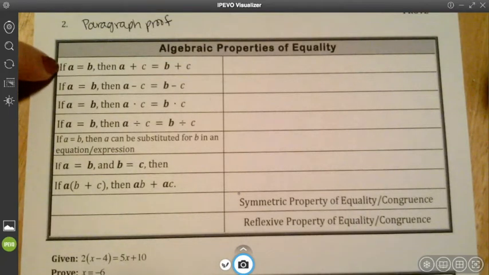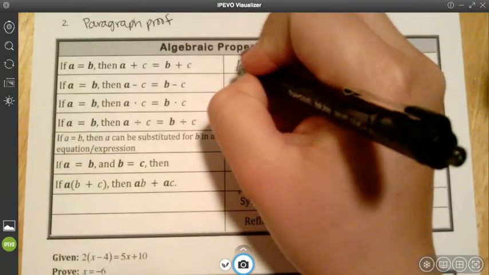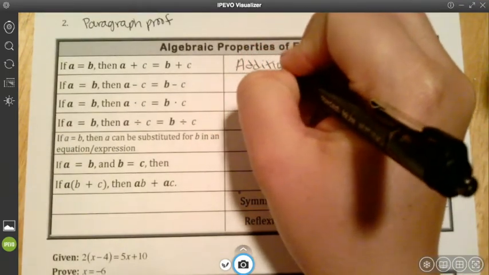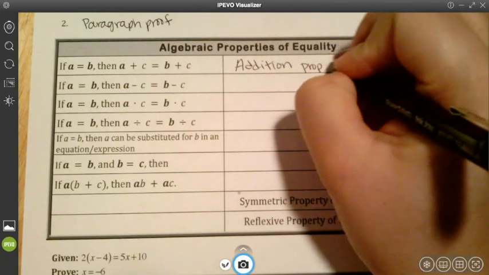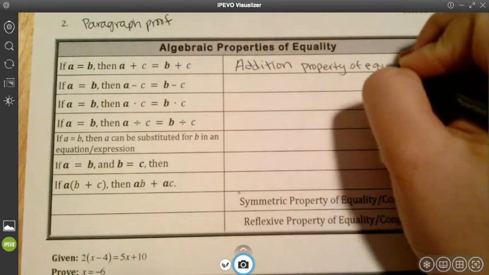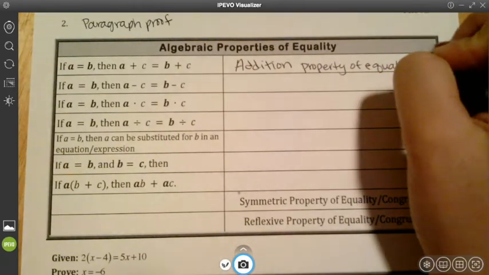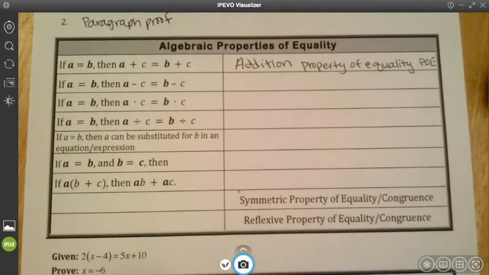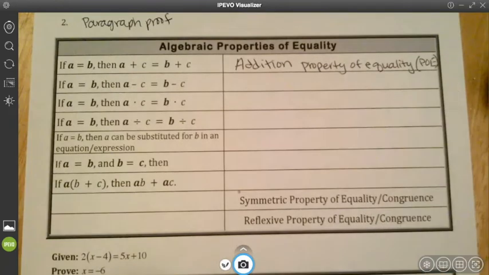So our first property, if A equals B, then A plus C equals B plus C. What happened here? We added C to both sides of the equation. So this is called the addition property of equality. And we're going to abbreviate property of equality as POE. So this is the addition POE.